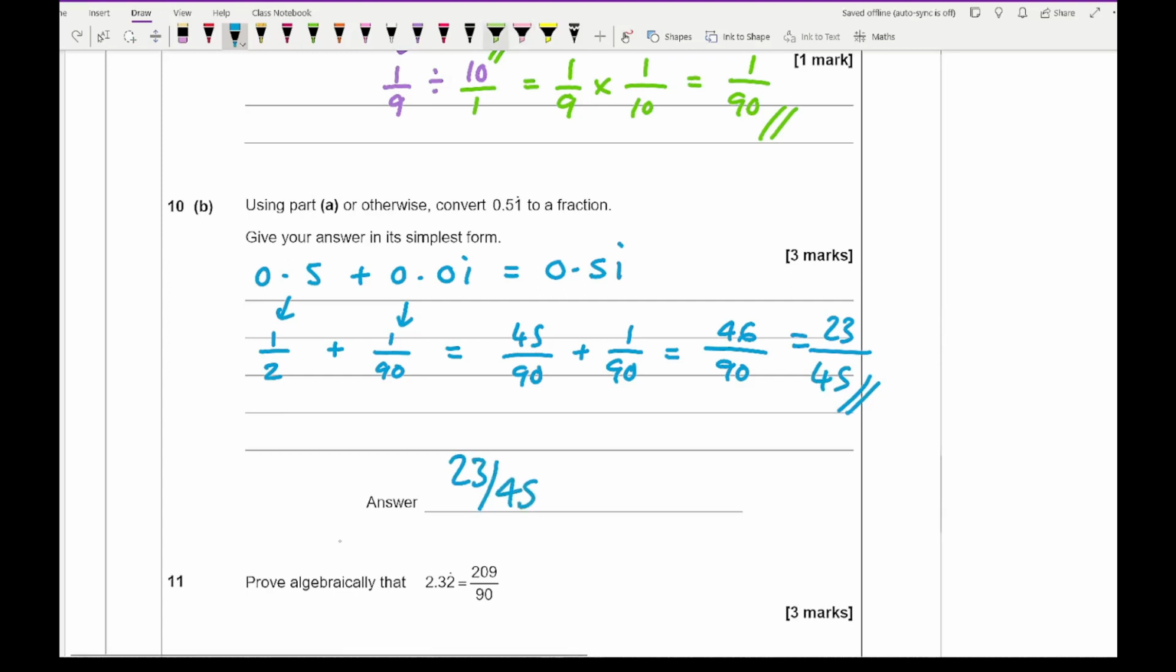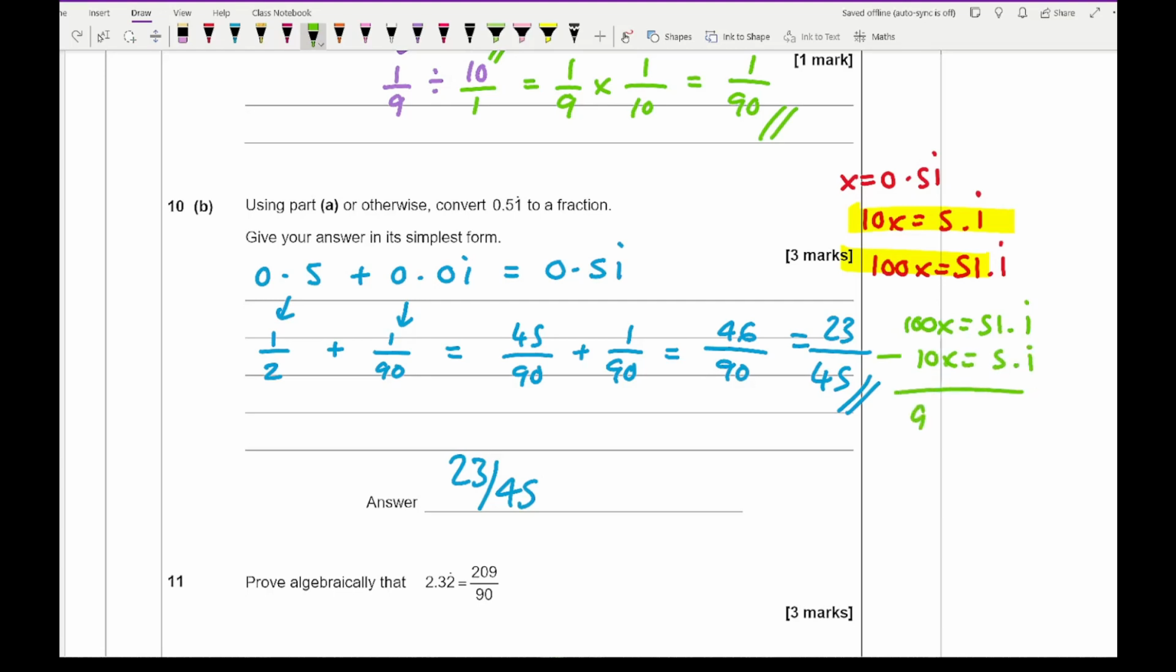Alternatively, what you could have done is, if I've got space, x equals 0.51 recurring, 10x equals 5.1 recurring, 100x equals 51.1 recurring. Using these two things, I get 100x equals 51.1, 10x equals 5.1. Take the two things away, I get 90x equals 46, then 46 over 90, which is 23 over 45, which is the same answer.